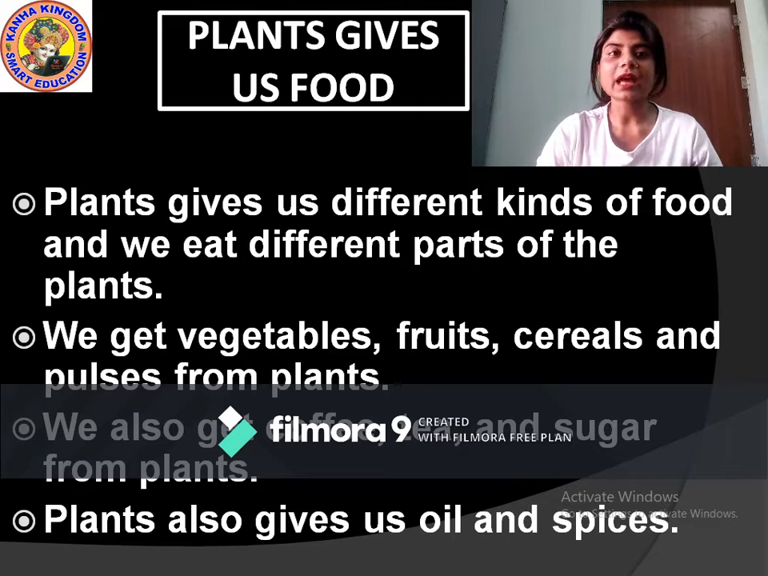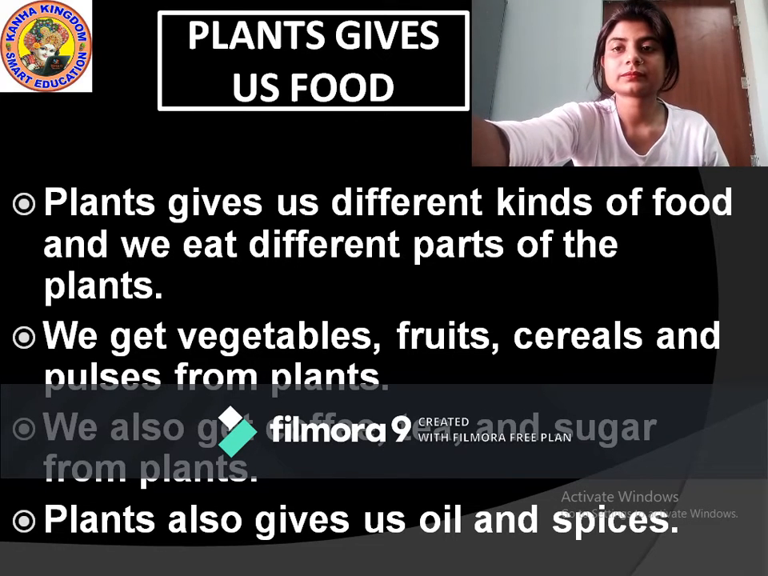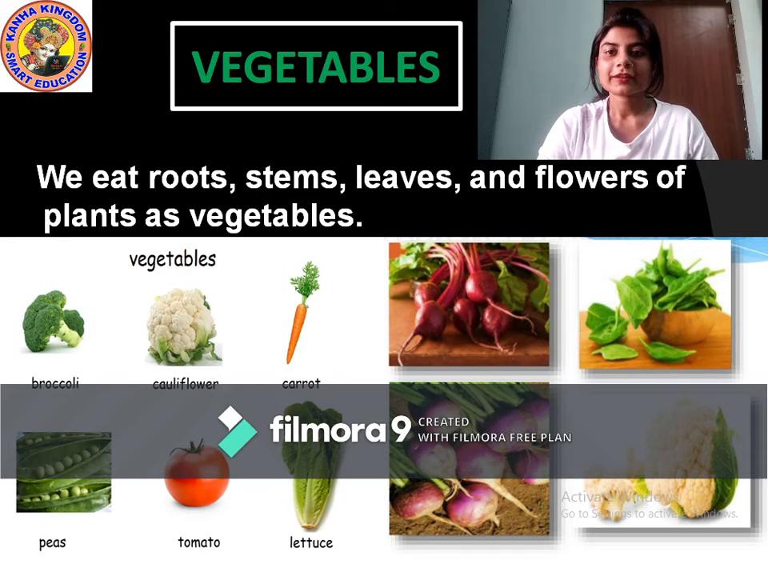Okay. Now let's move towards the next content. Now we will study about some vegetables. What are vegetables? Where do we get vegetables from? We get vegetables from plants. There are different kinds of vegetables that we eat.